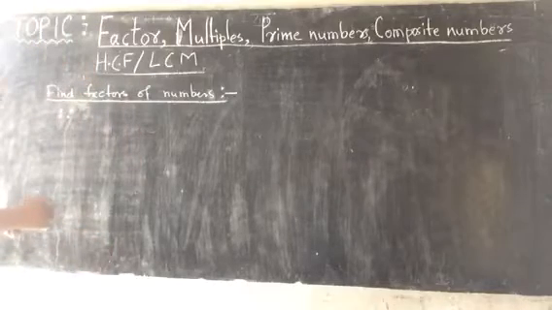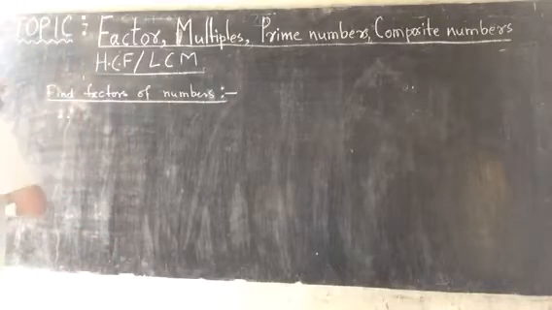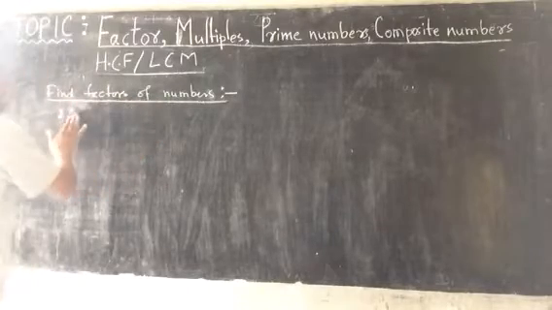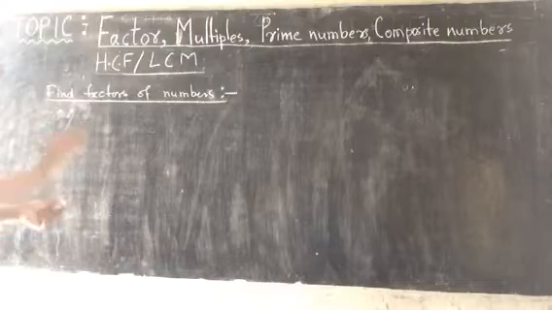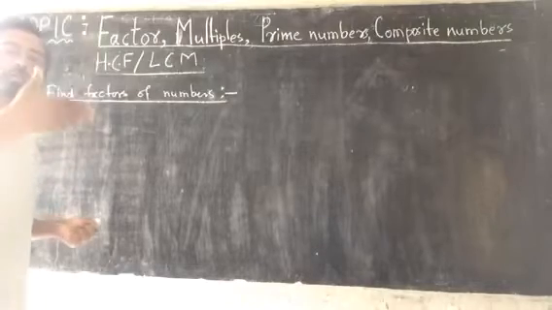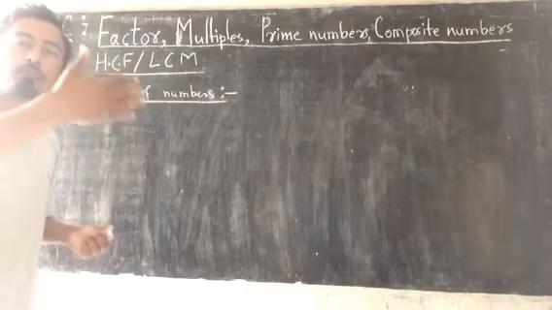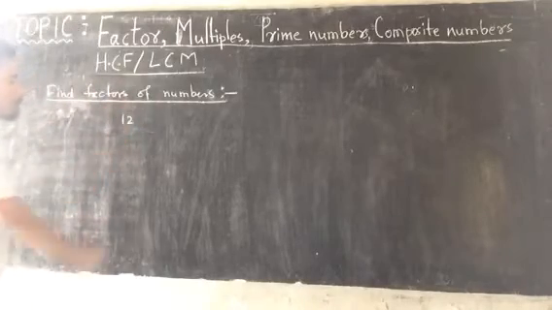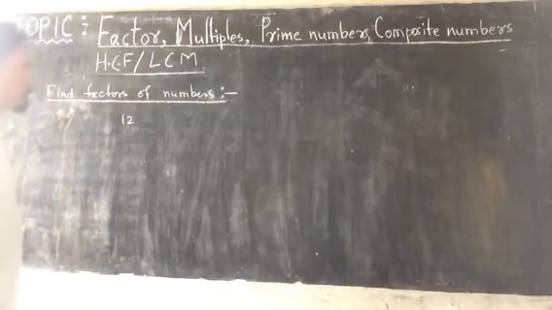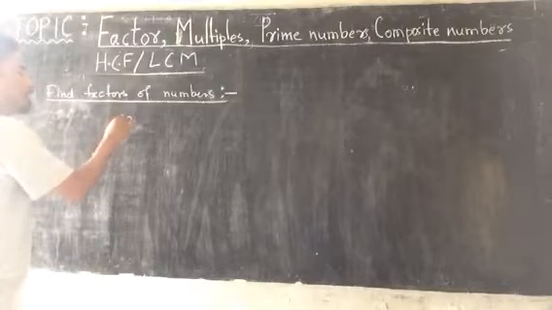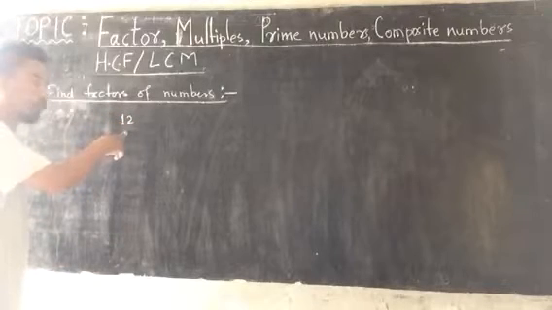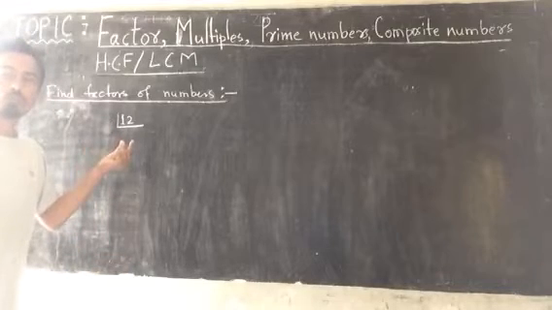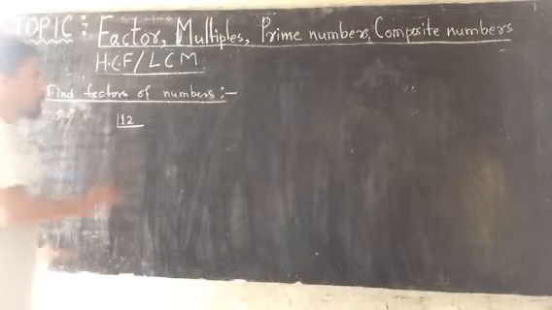Before coming to this topic, finding factors of a number, I just want to teach you how we can do the process of division orally. Just see here, 12. It is divisible by 2. So how do we divide 12 by 2 orally? Very simple.